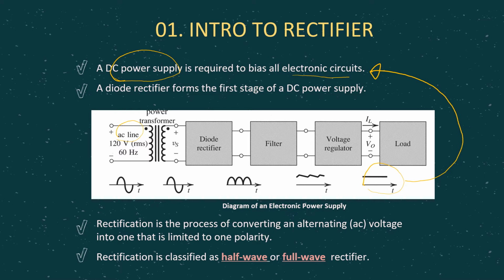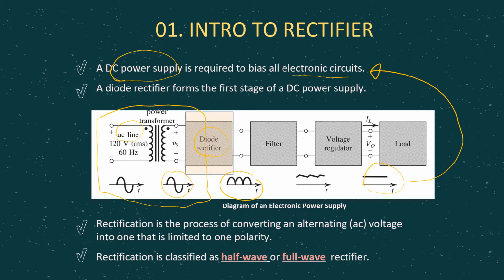Okay, so that's why in this building block for electronic power supply, as you can see here, the signal coming from AC line normally comes in the form of AC. Then it will go through the diode rectifier here. As you can see, after it goes through the diode rectifier, the signal initially in the form of sinusoidal wave now becomes still sinusoidal, still AC, but it is now limited to one polarity.